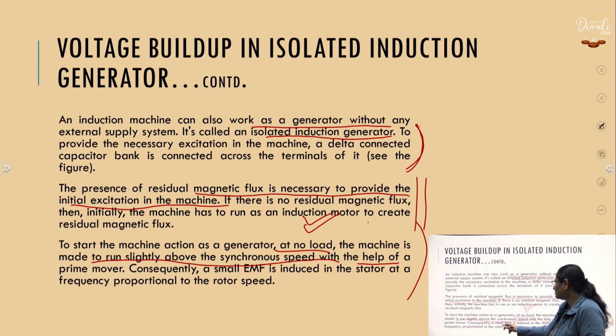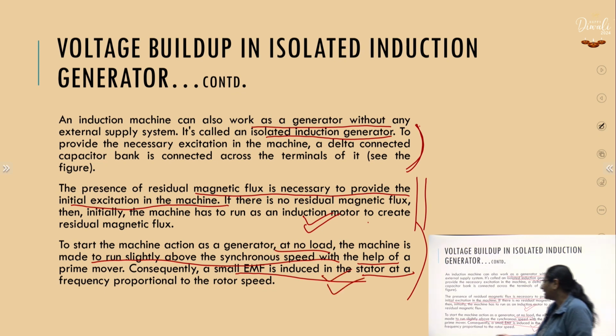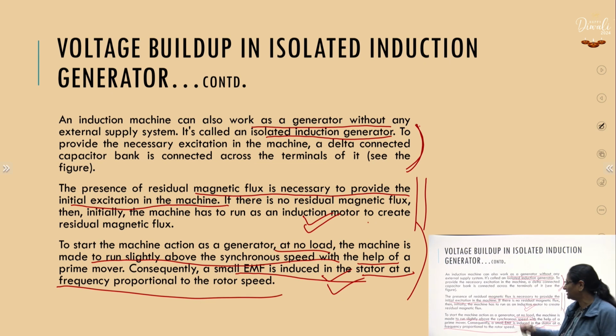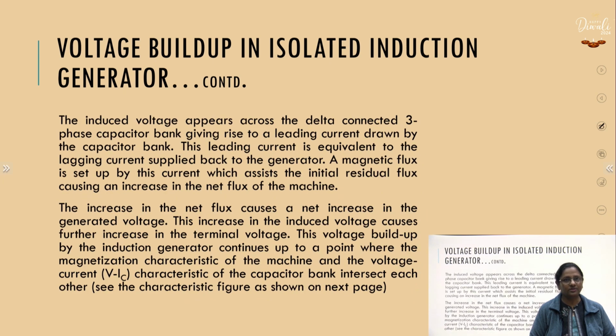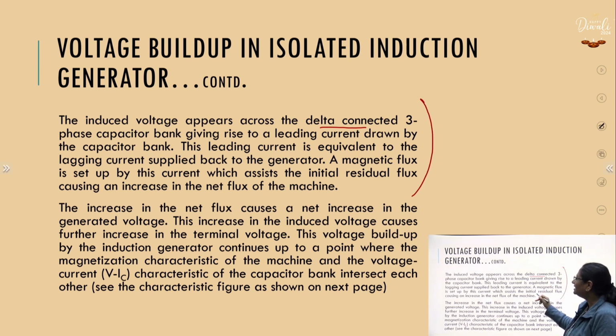Consequently, a small EMF is induced because of the presence of residual magnetism in the magnetic circuit. So, a small EMF is induced in the stator, and the frequency of this induced EMF would be proportional to the operating speed of the rotor. The induced voltage in the stator appears across the delta connected three-phase capacitor bank, and this gives rise to the establishment of a leading current drawn by the capacitor bank, right?